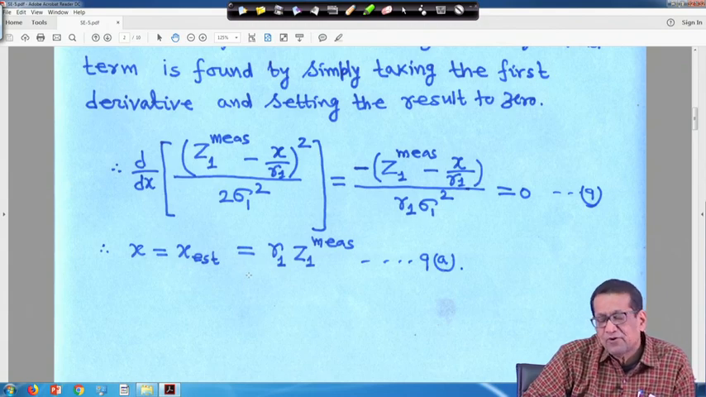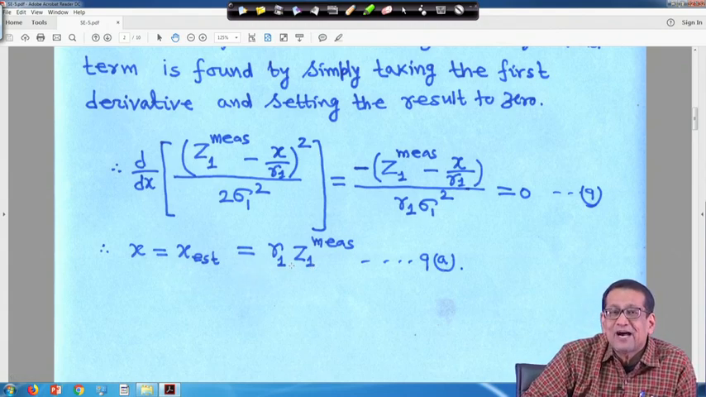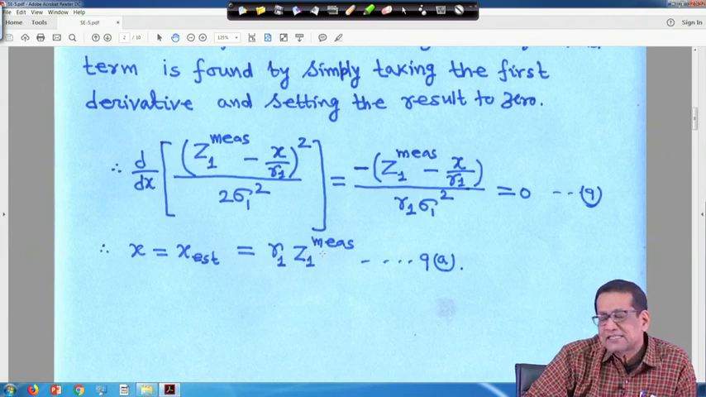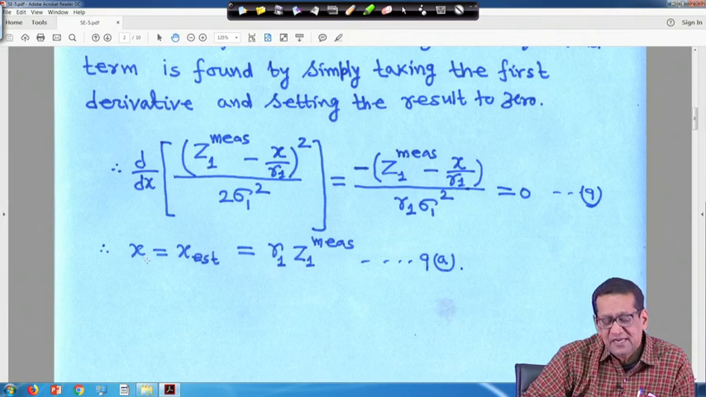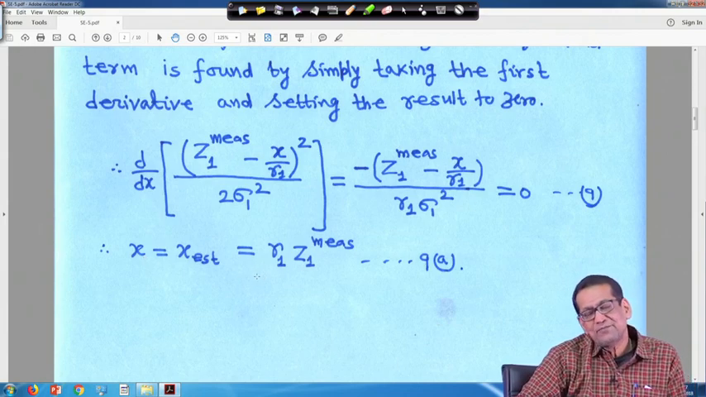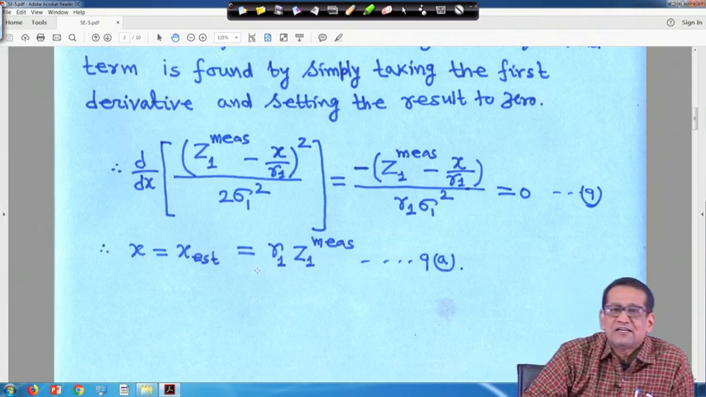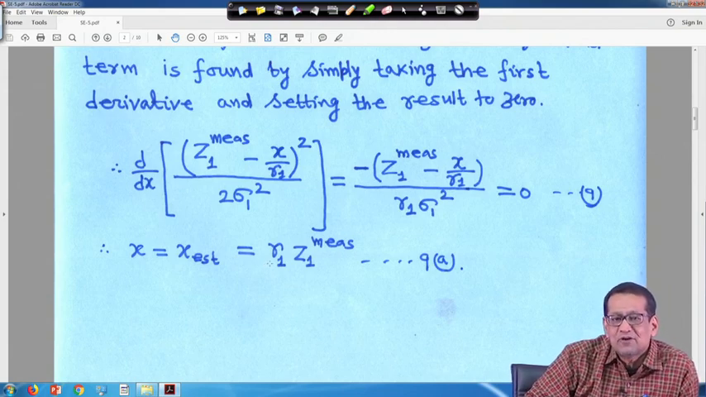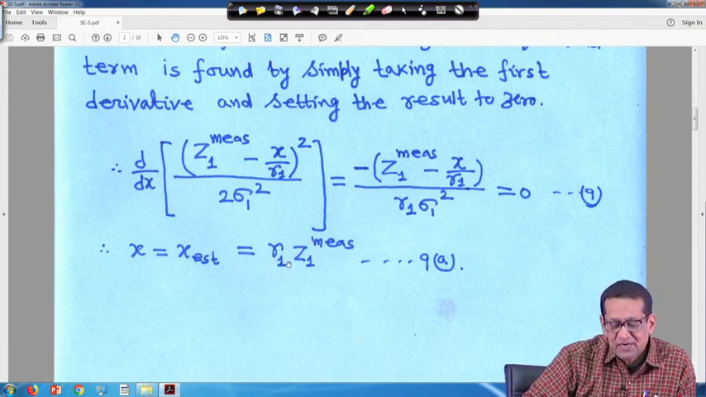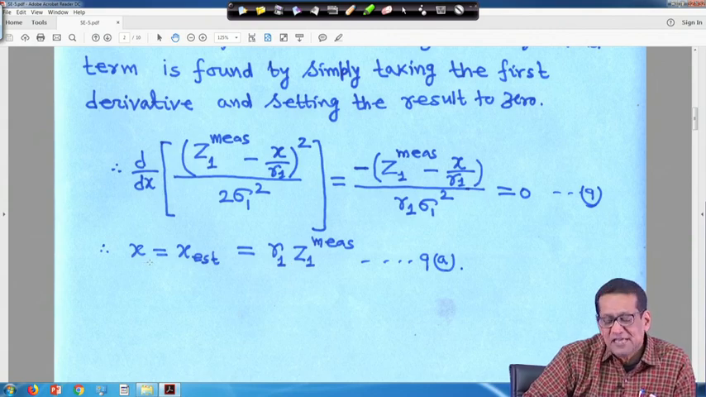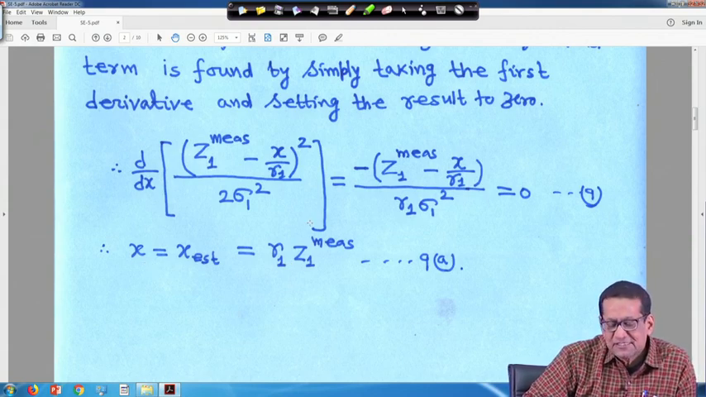So, for a simple voltmeter and ammeter, you are getting the same result as V equals IR, because Z1 measure is nothing but the I, this is the R1, and x is nothing but the V. Here only one meter is there, and you are just trying to find the true value of the voltage. It is quite straightforward, simply V equals IR. So, this is a simple one.